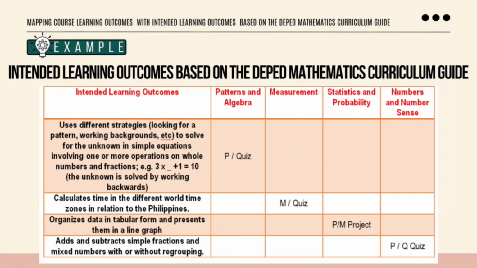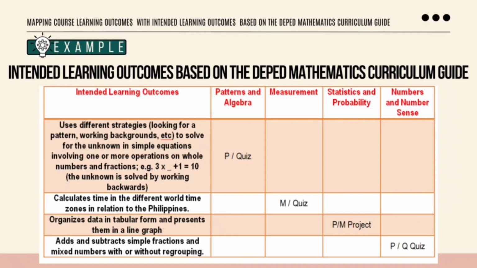So the first course, the first intended learning outcome is for patterns and algebra. So the first is uses different strategies, looking for a pattern, working backwards, etc. to solve for the unknown in simple equations involving one or more operations on whole numbers and fractions. So it is given here an example, 3 times blank plus 1 equals 10. So the unknown is solved by working backwards.